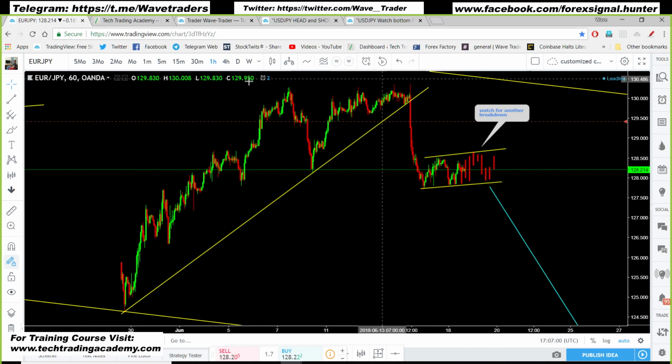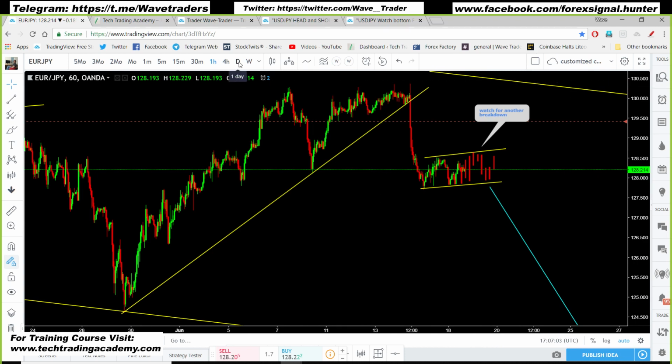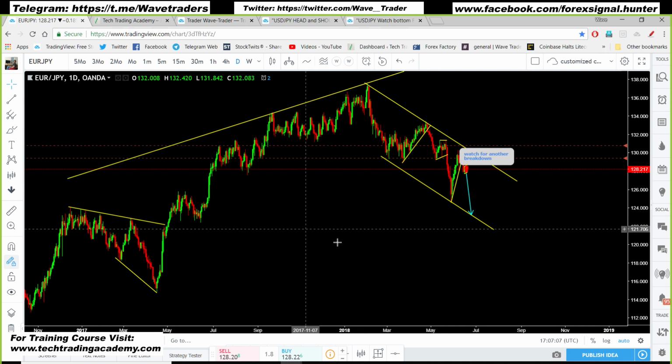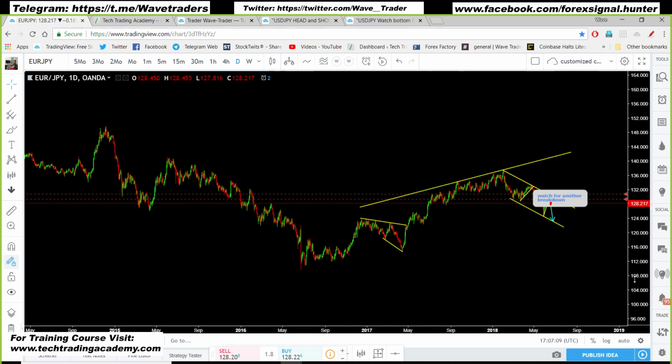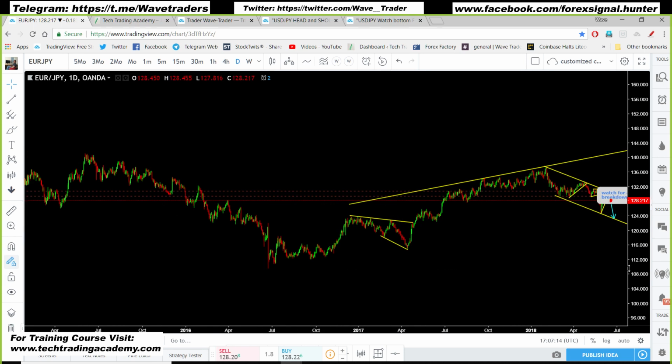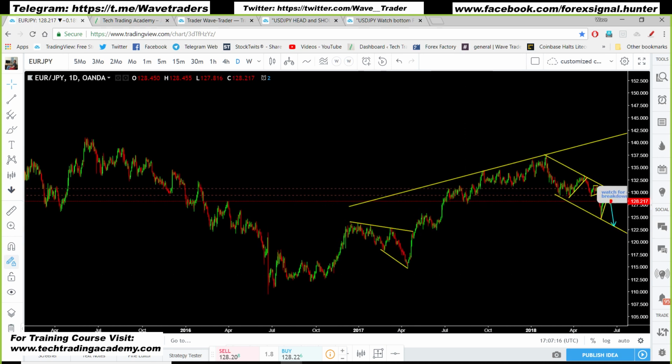Here we got the euro yen. Hope you listened to me last week and are already in that trade for sell. There is no buy setup on the euro yen. Don't trade for upside on the euro yen. Don't buy the euro yen. Just look at this behavior of the euro yen, how it was falling.